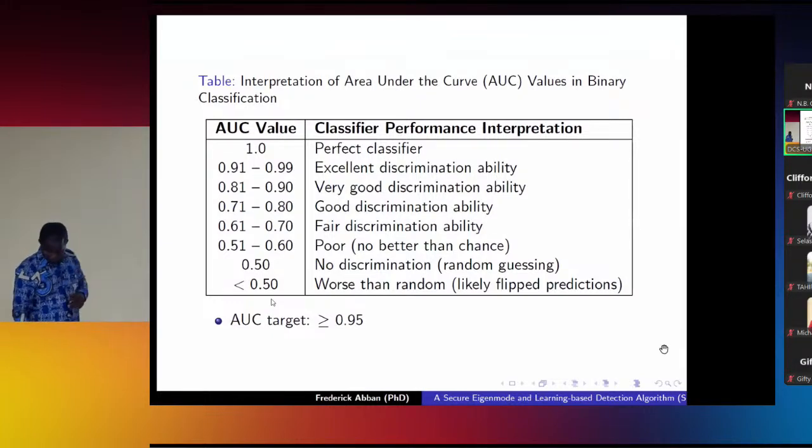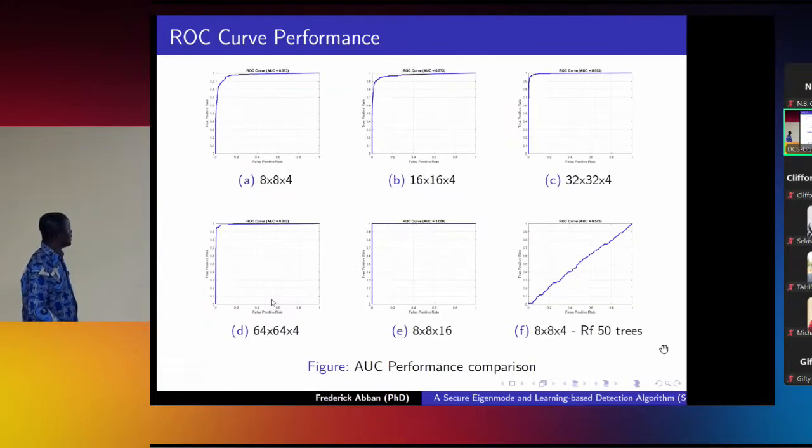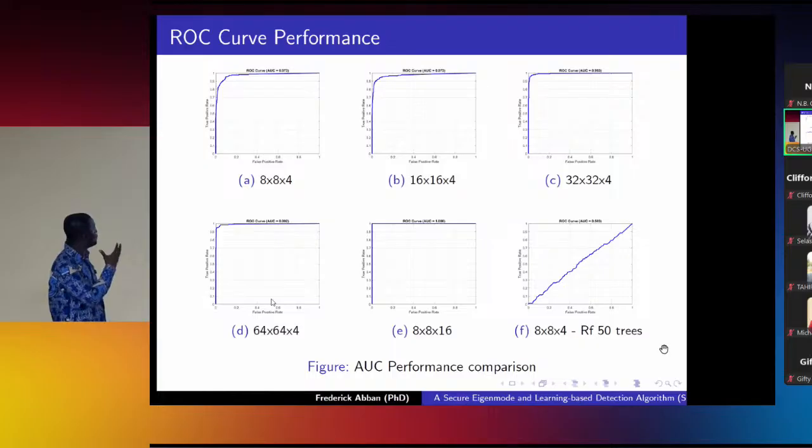Now, the slides don't look very visible, but I'll try and explain. The first image, which is A, we used 8 transmitters, 8 receivers, and 4 eavesdropping nodes. And what we got was 0.9 something. I can't see.